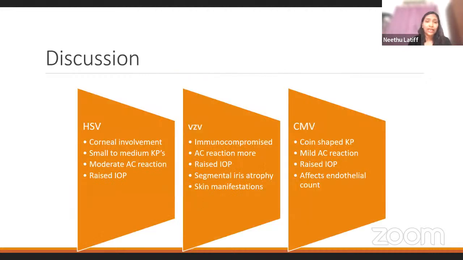So this is just the clinical signs in the 3 viruses you see. I'm not going into the details of it.